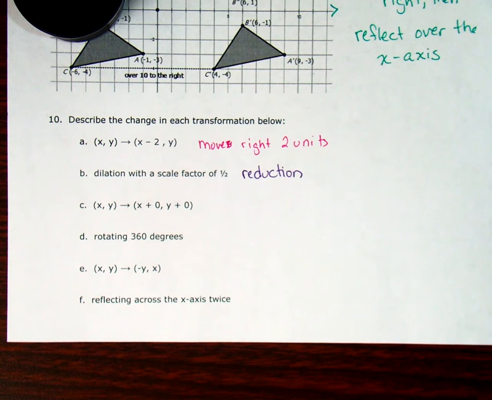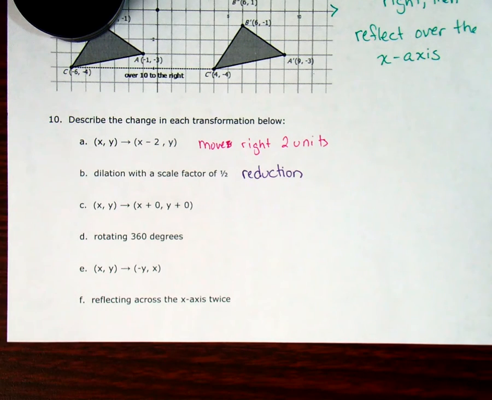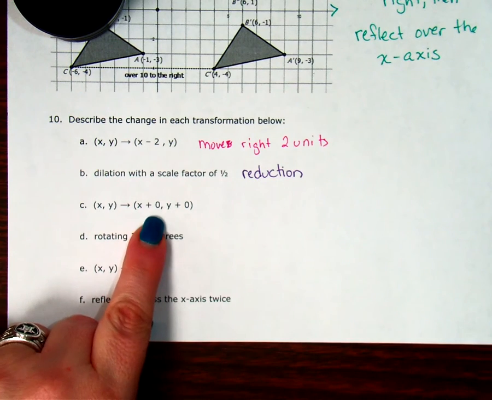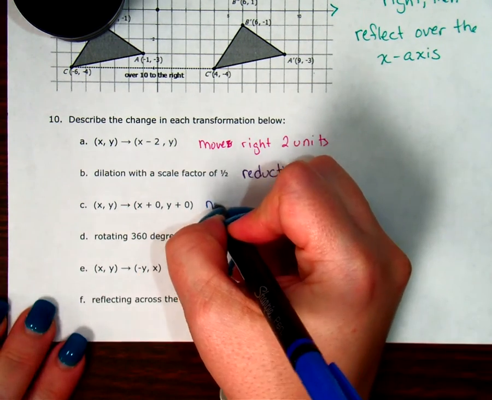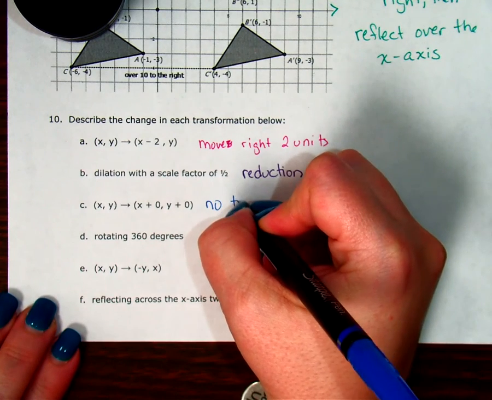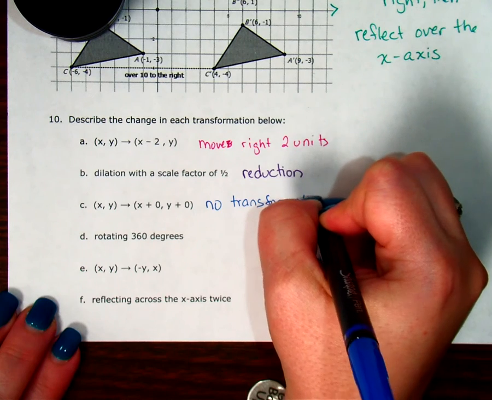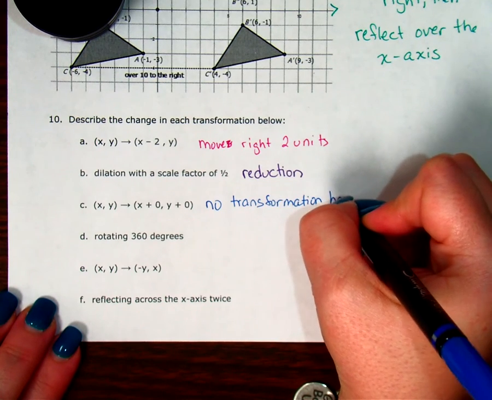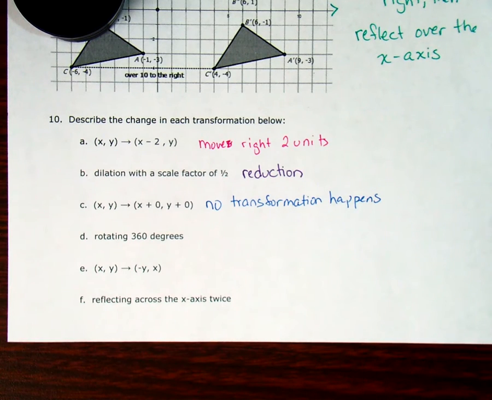Okay? Letter C, if I do xy, transform so that x plus 0 and y plus 0. So I'm not adding anything to x and I'm not adding anything to y. That means no transformation is taking place. I'm not moving anywhere. Okay, I end up right back where I started. When I add 0, I'm right where I was.